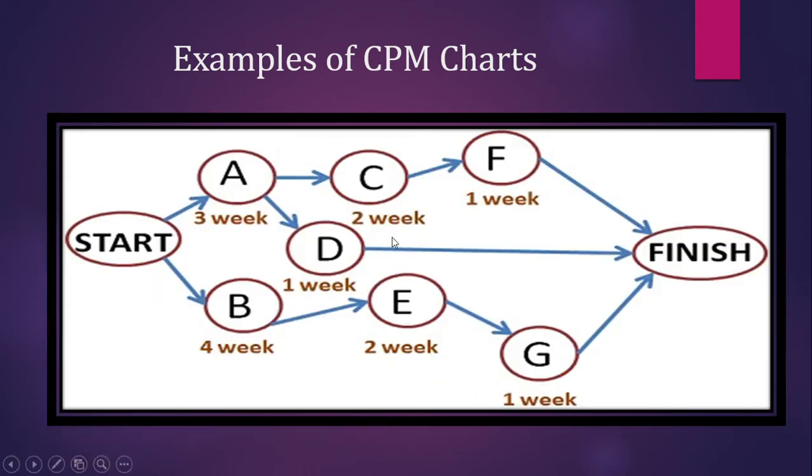This is another example of a CPM chart. Start. In order to go from A to D, this task needs to be completed within 3 weeks, while C needs to be completed in 2 weeks. C to go to F needs to be completed in 1 week in order for it to finish. And that's the end.